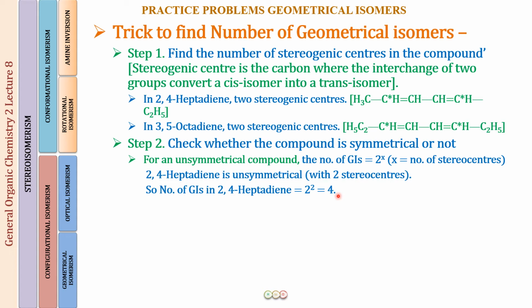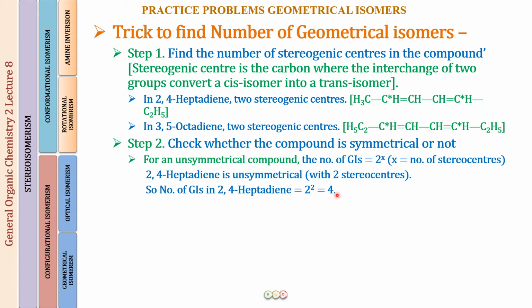So this is what you had drawn also, right? But now with this formula, you do not have to draw all the possible stereoisomers. You have just identified what the stereocenters are. This is an unsymmetrical molecule and you put up the formula 2 to the power x for an unsymmetrical molecule and you get 2 to the power 2 as 4, right?